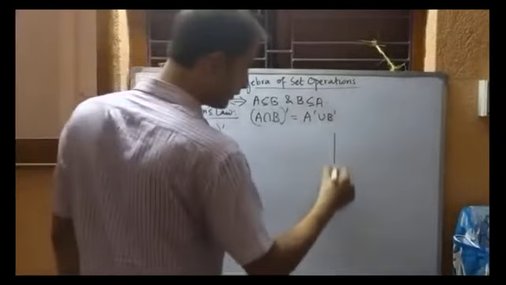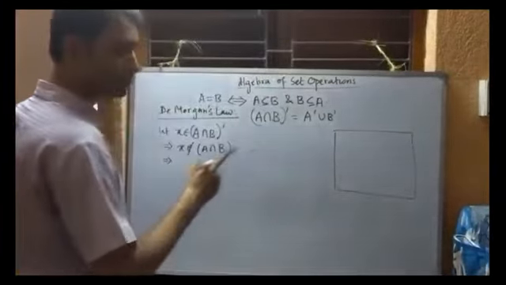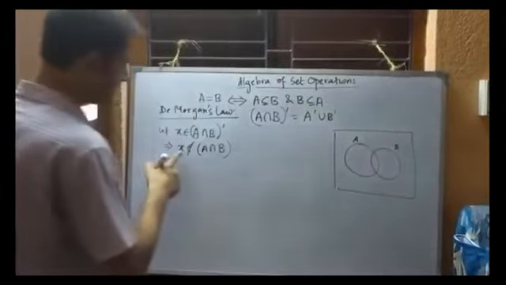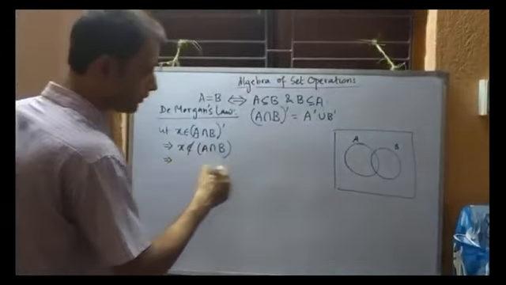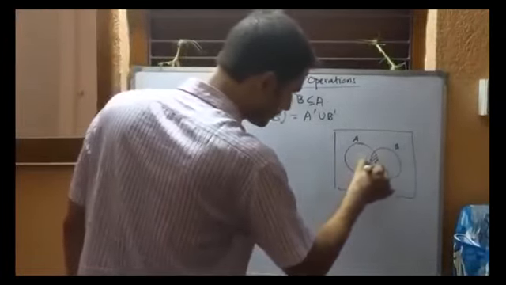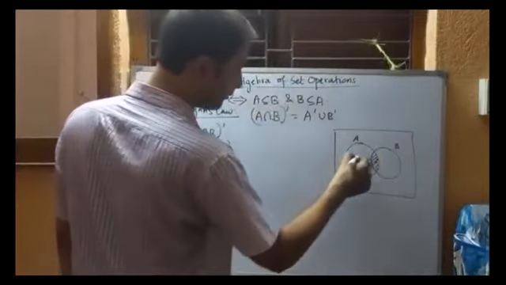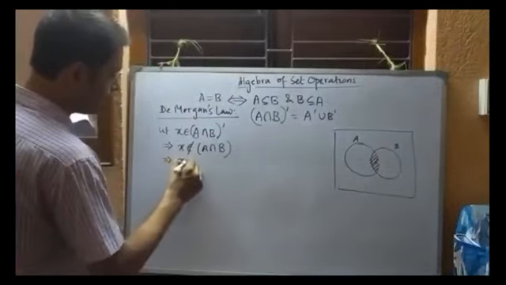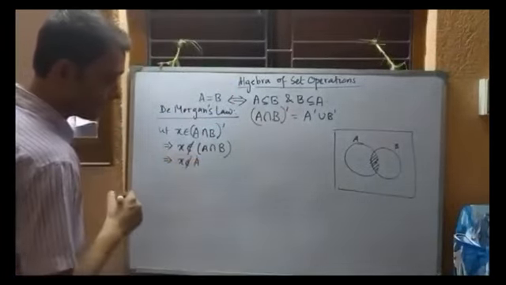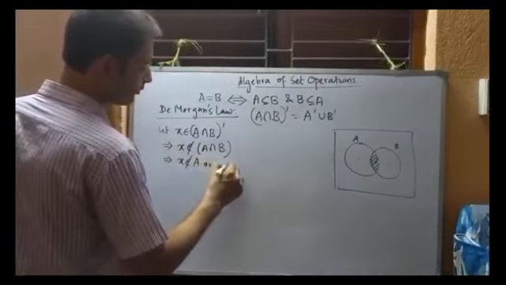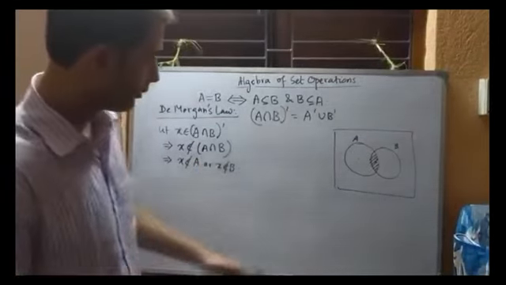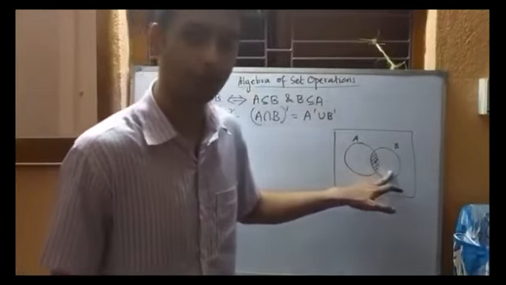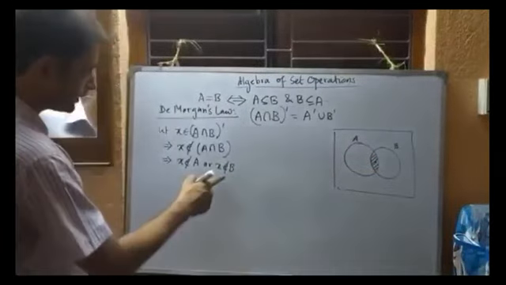Now for this kind of proof, it will be better to draw the Venn diagram. So we are saying that x is not in A intersection B. So x is not here. So where will it be? It will be either here or somewhere outside. So we can say either x is not in A or x is not in B. So realize this thing: not in the intersection means it will be either not in A or not in B.